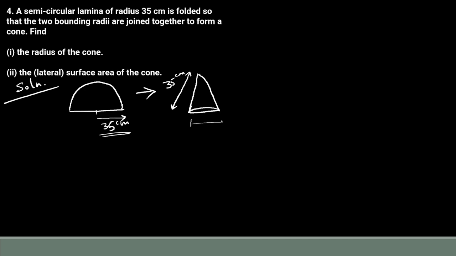And this part, the perimeter of this semicircle, basically will be this part of the cone. Basically the circumference of the base, let's just say it.